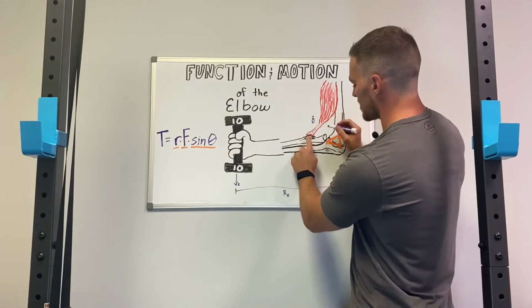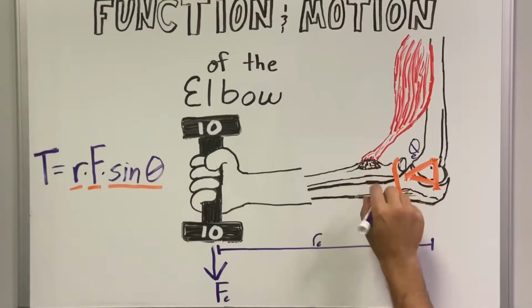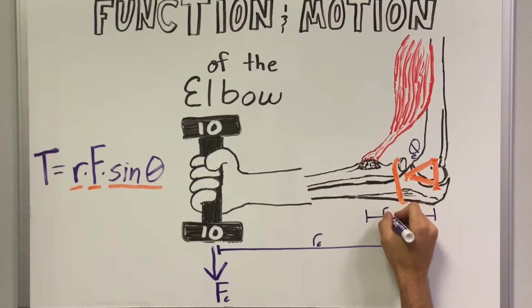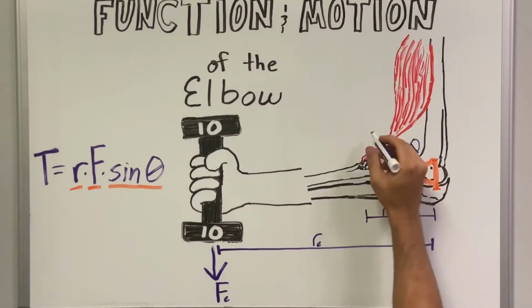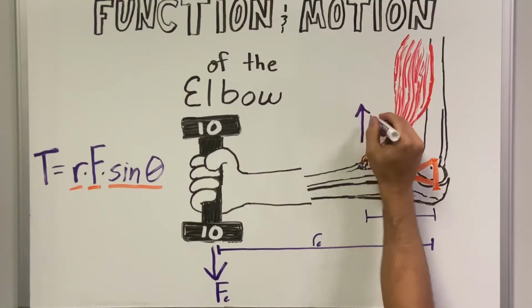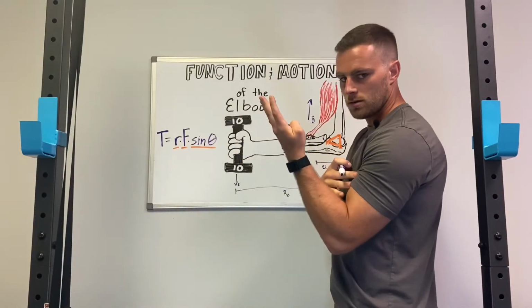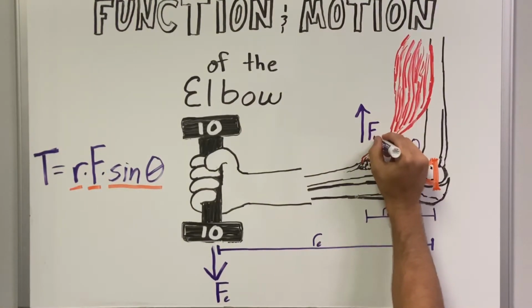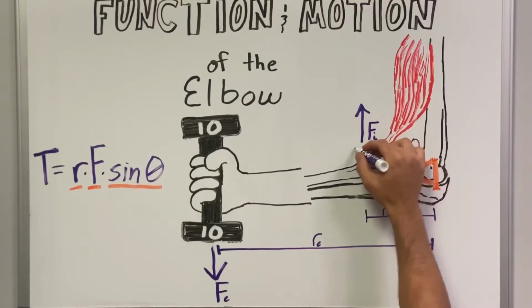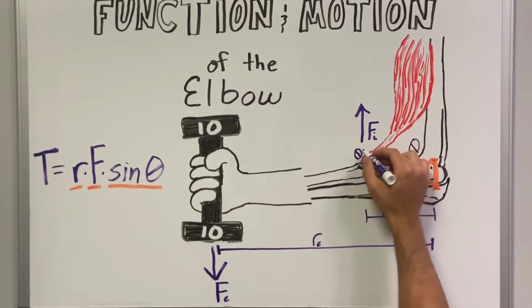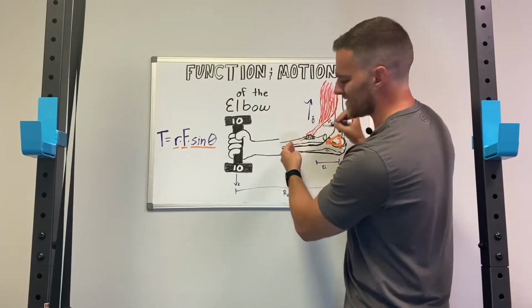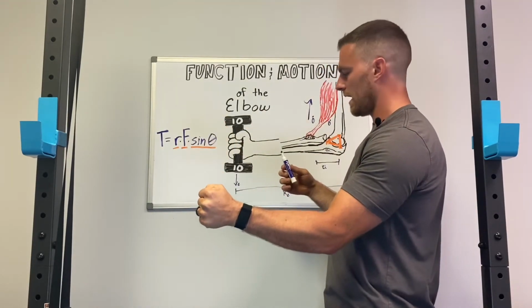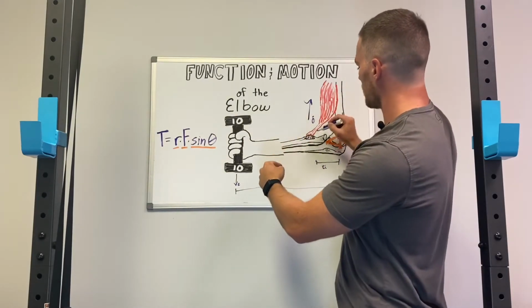Okay, so we have the attachment site here of the biceps brachii, so that would be a shorter radius. That's the internal radius. We have the force being produced, which is now going up because the bicep is pulling the hand upward. Okay, so that's internal force. And then we have the theta, which is our angle, again, but now of the muscle as it attaches to bone. So we have the external load, which includes the dumbbell in the hand, and then we have the internal load being produced at the level of the muscle.